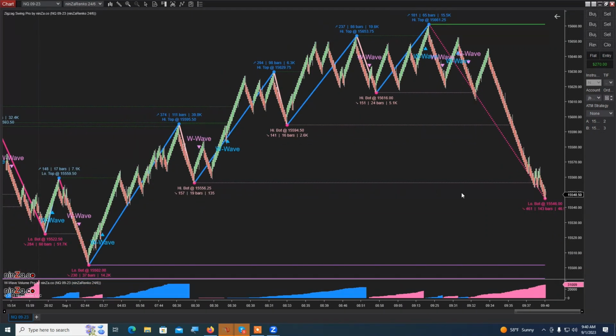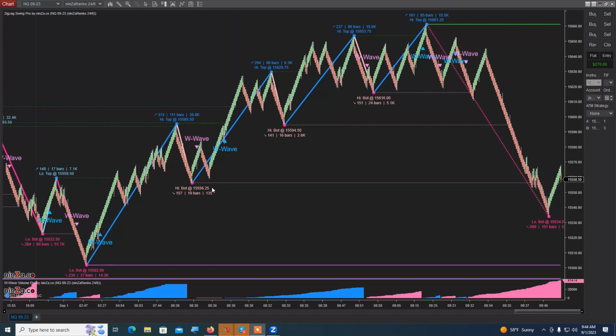Now we have a test of this. Looks like it's breaking it. If this cannot recover, we could be coming all the way here, and then this is going to be like a line in the sand if this happens. But the point is now staying away from longs because of what I saw going on with the Zigzag Swing Pro on a larger time frame. Gonna stand aside.